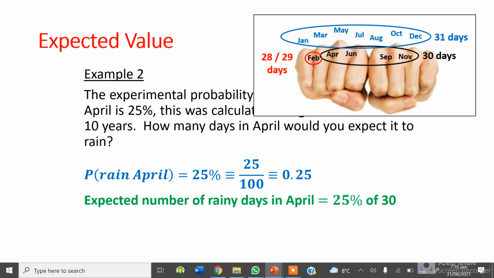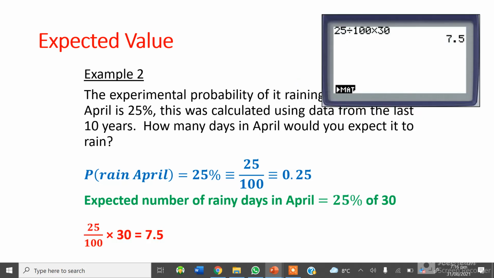So the expected number of rainy days in April is going to be 25% of 30. So to work out 25% of 30, we go 25 divided by 100 times the 30 to get 7.5. Now we can't get 7.5 days, so we're going to say we expect either 7 or 8 days of rain in April.